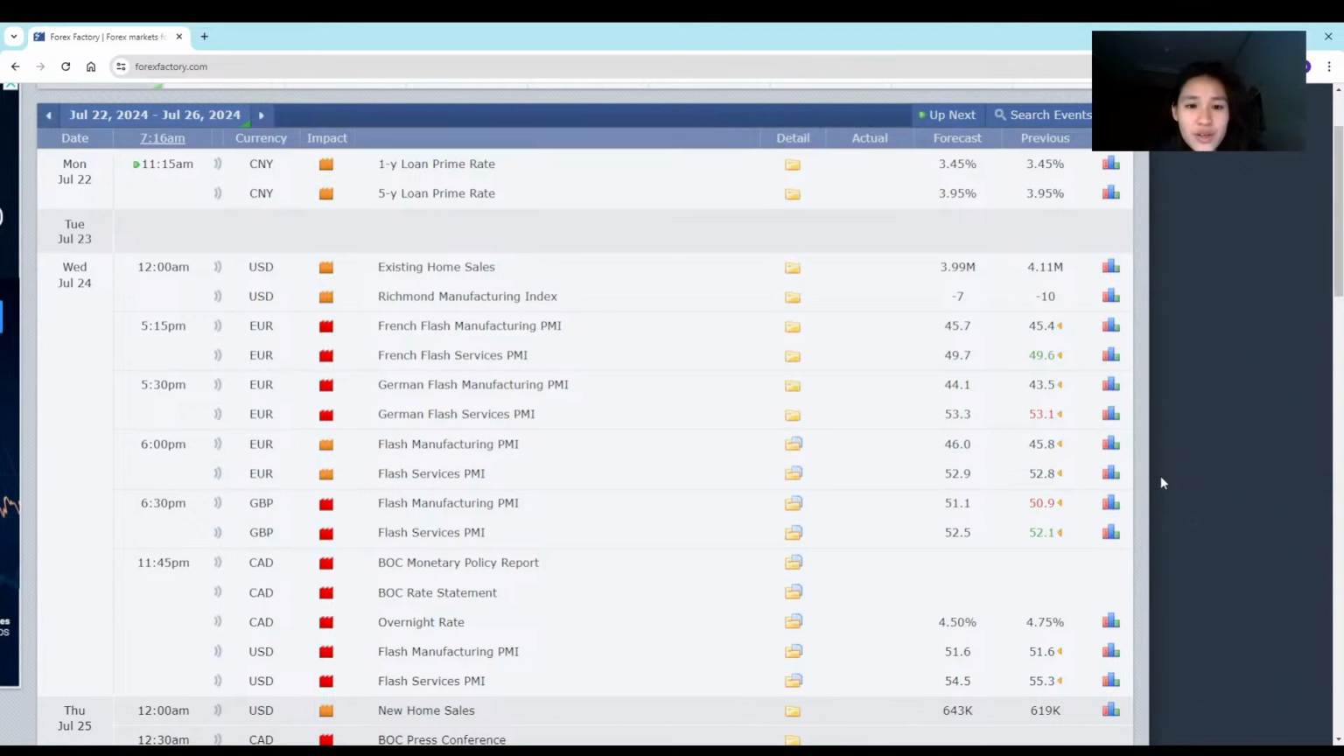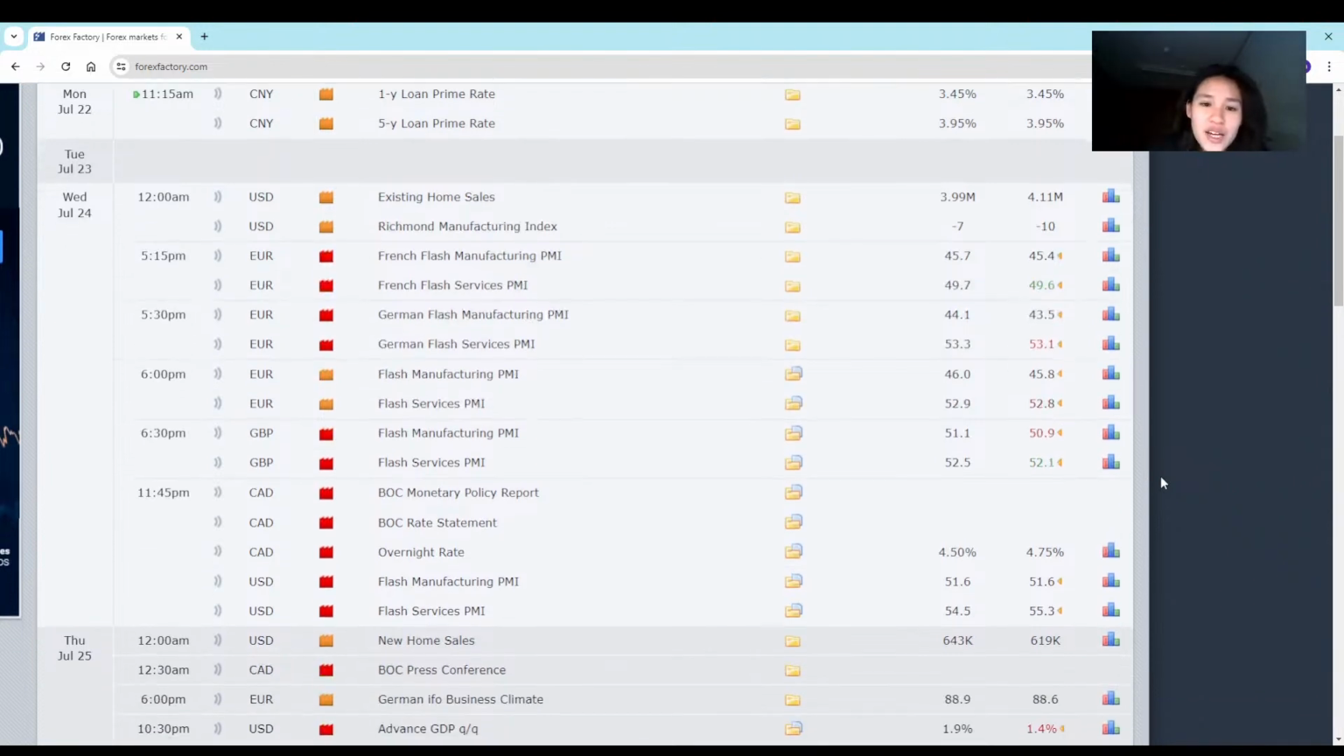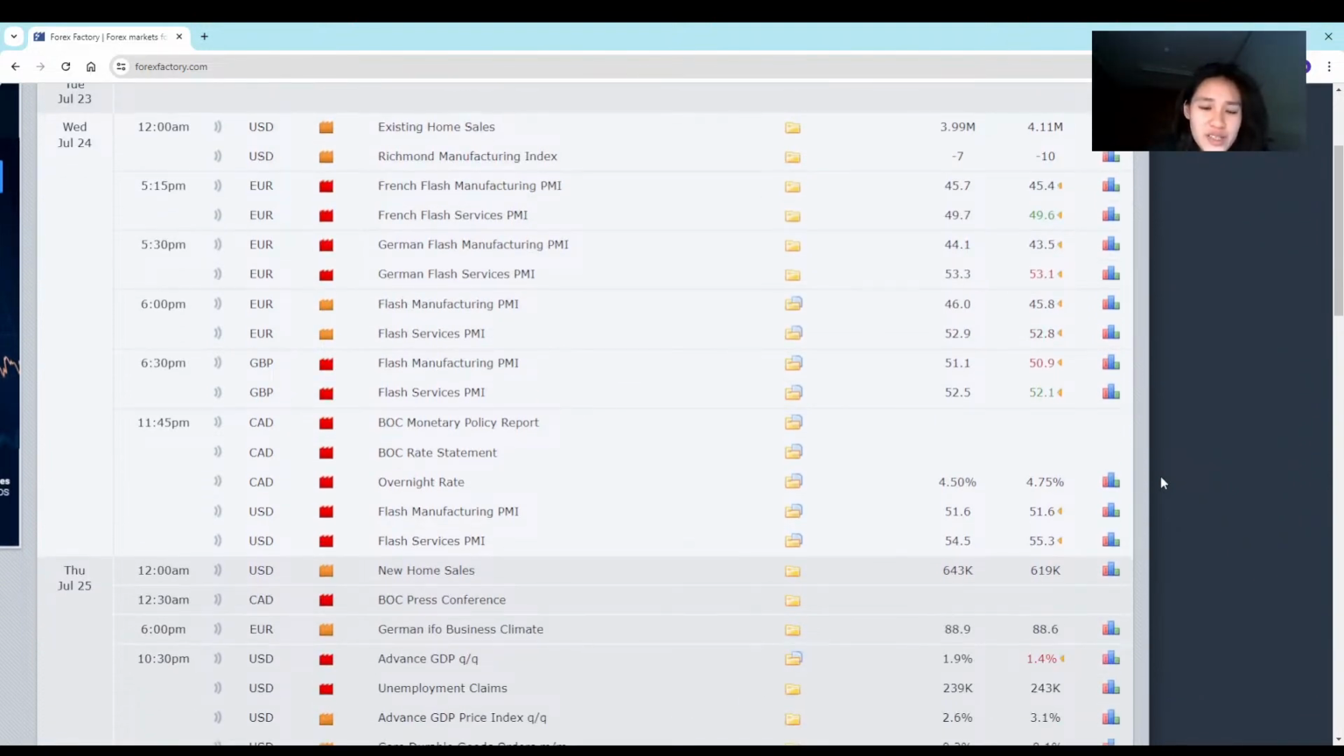We also have Euro events, so we have French Flash Manufacturing and Services PMI, same for German, as well as the Eurozone in general. We also have UK Flash Manufacturing and Services PMI, as well as US as well. We also have Canadian Bank of Canada Monetary Policy Report, rate statement, and overnight rate.